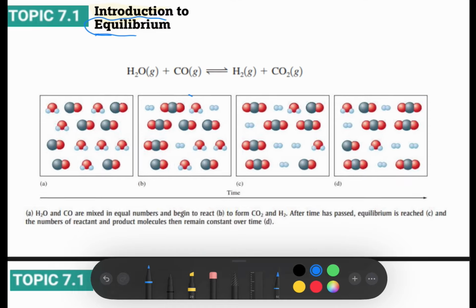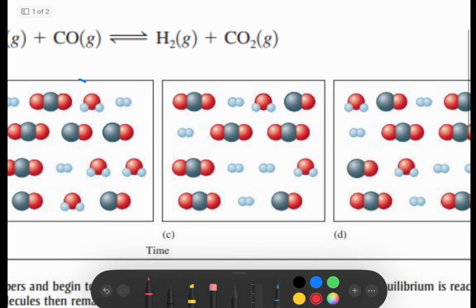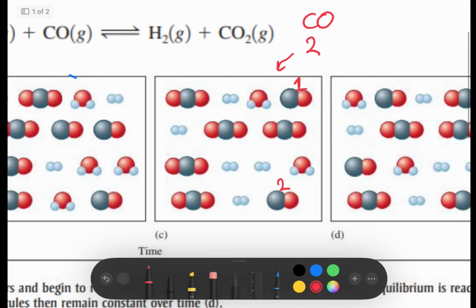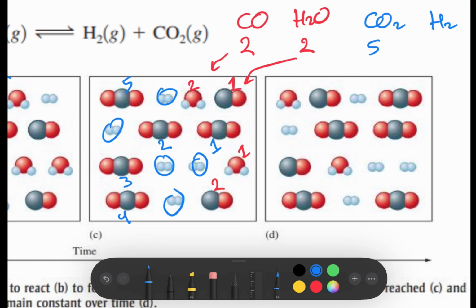The result of this process, if you look at the two figures in C and D, if we start counting the number of carbon monoxide CO molecules in C: this is one, and this is two. So we have two carbon monoxide. How many water molecules? We have one water molecule, two. So we have two water molecules. If we count the number of CO2, we have one, two, three, four, five. So we have five carbon dioxide. And what about the H2? We have one, two, three, four, five. So for C, we have two molecules of carbon monoxide, two molecules of water, five of CO2, and five of H2.